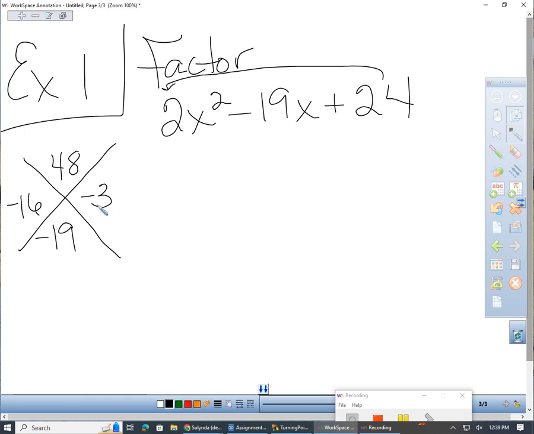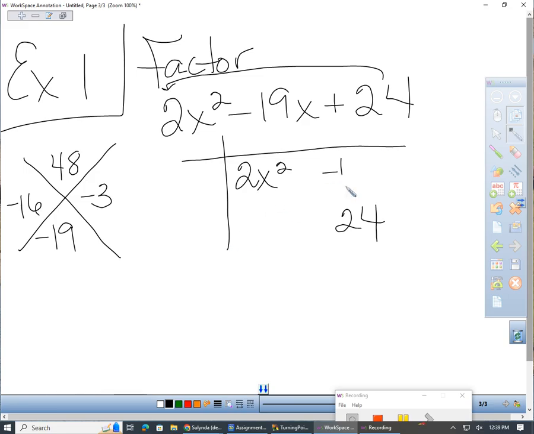Now, is my leading coefficient a 1? Nope, so I got to do the box. My first spot in the box, first term of the trinomial, 2x squared. Last term goes in the last spot. In my diagonal is negative 16x and negative 3x.